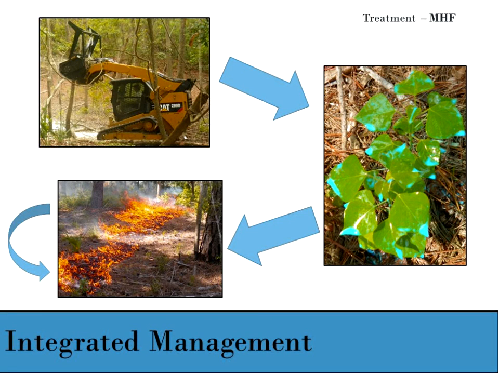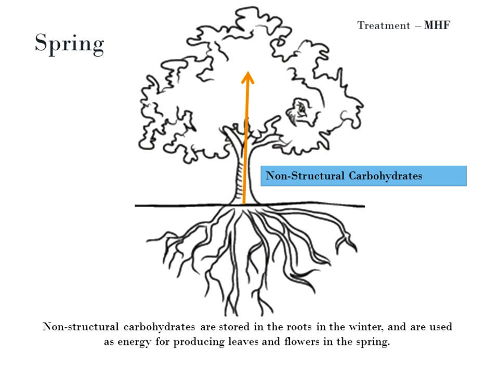So in our development of an integrated management approach, we had this fully integrated approach where we combine these treatments based on the biology and ecology of Chinese tallow. That included mechanical mastication, followed by herbicide, and then followed by a growing season prescribed fire. And I'm going to go more into that in a second.